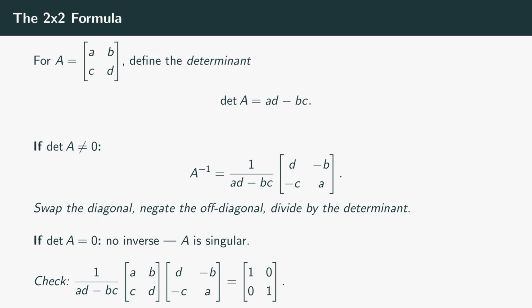So A inverse is 1 over ad minus bc times the matrix with first row d, negative b, and second row negative c, a. If instead the determinant is 0, there is no inverse, the matrix is singular, and you cannot divide by 0. You can verify the formula by multiplying A by this candidate: the off-diagonal terms cancel, and the diagonal terms each become ad minus bc, which the fraction turns into 1, giving the identity. The determinant is doing the deciding here, and that is our preview of the next episode, one number that says yes or no to invertibility.